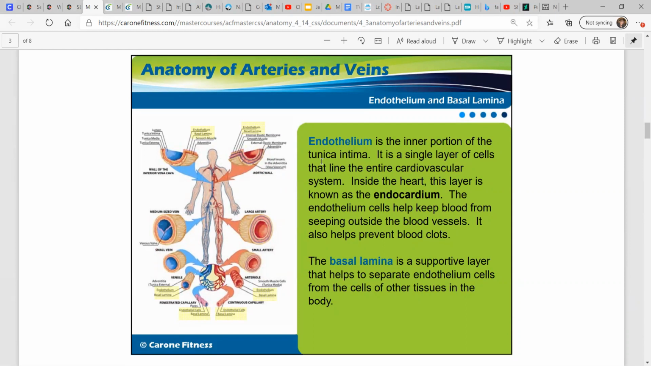It is a single layer of cells that line the entire cardiovascular system. Inside the heart, this layer is known as the endocardium. The endothelium cells help keep blood from seeping outside the blood vessels, and it also helps prevent blood clots. So it keeps the blood inside the vessels, and it also helps blood not bunch up and prevent other blood from flowing as well. Then we have the basal lamina, and that is the supportive layer that helps to separate endothelium cells from the cells of other tissues in the body.